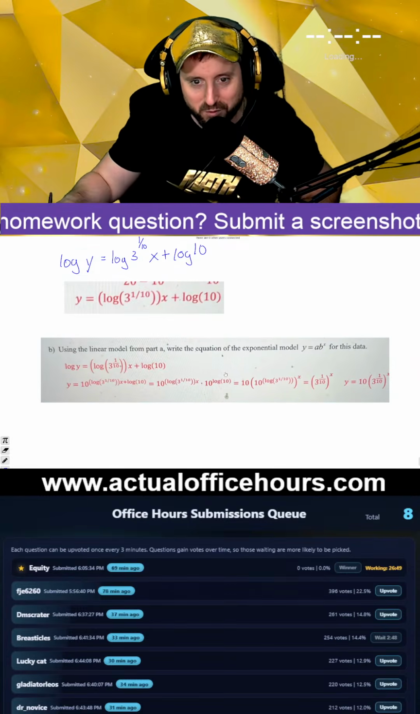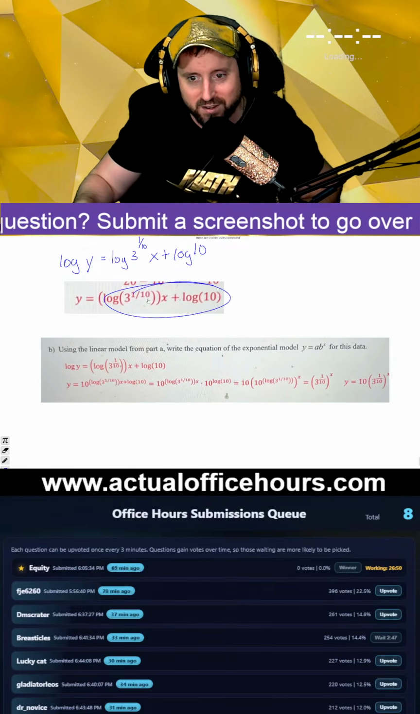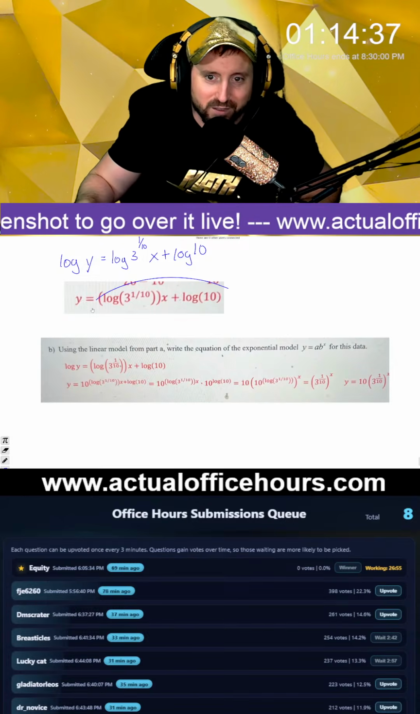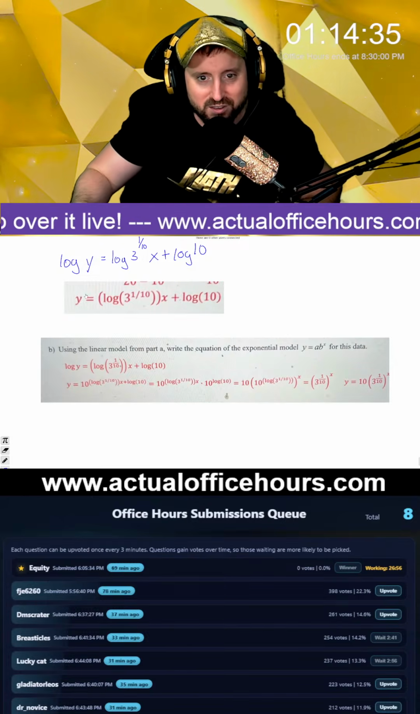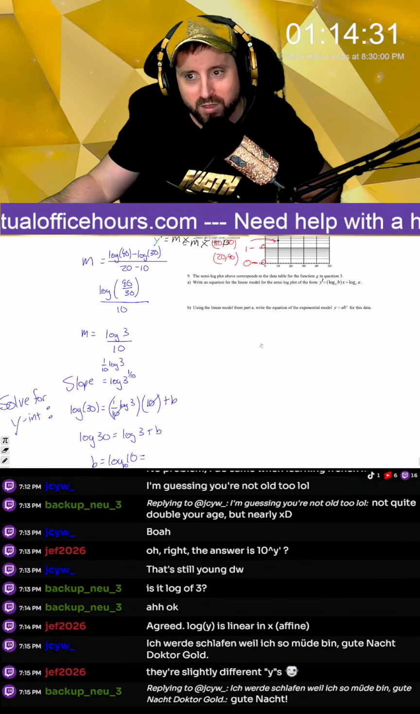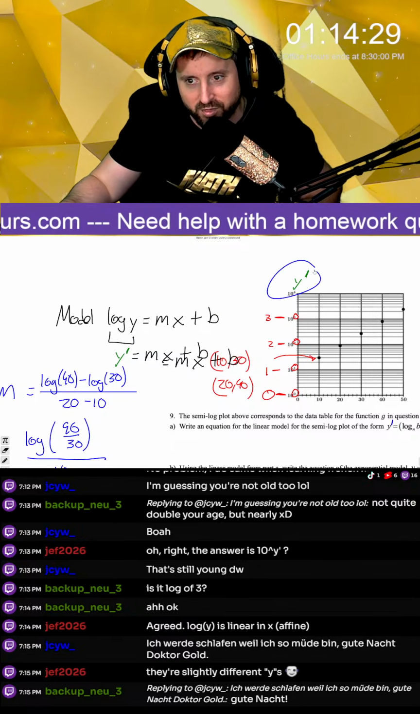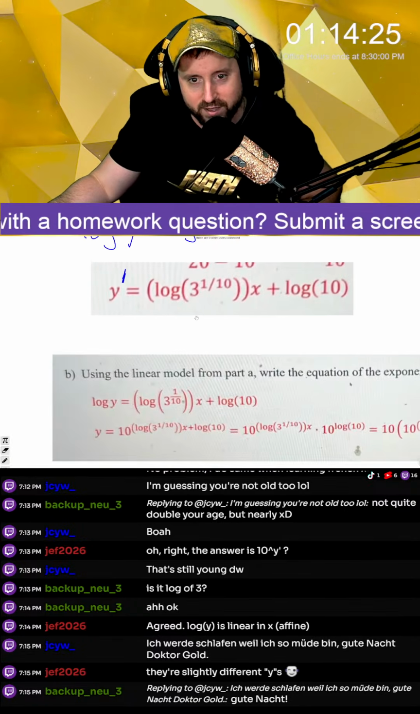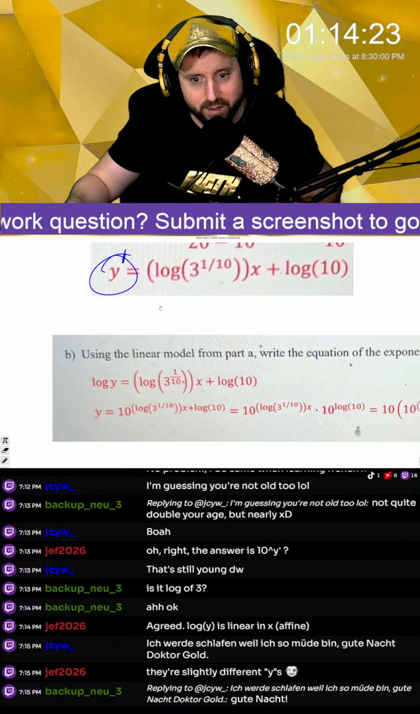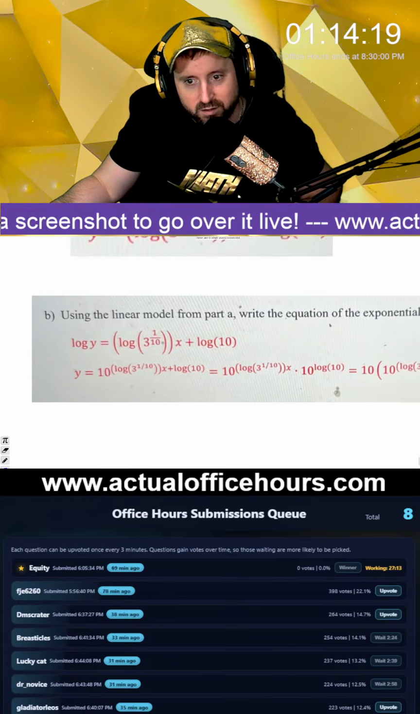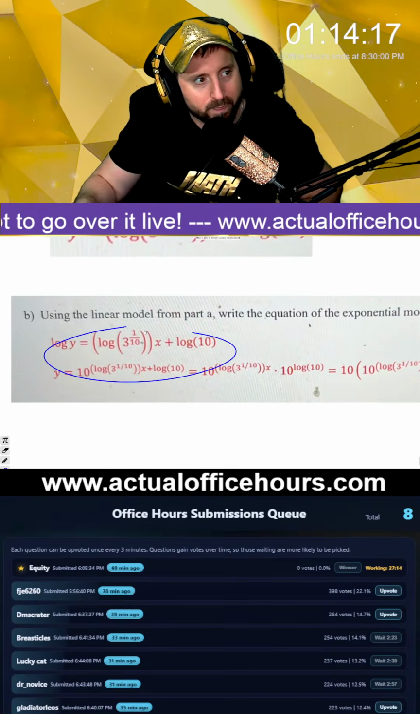Yeah, so this was the second part. It was like, use the linear model from part A to write the equation of the exponential model. Yeah. So this is y prime, where y prime is this coordinate system. And then we want to convert that to what a regular y is. Well, I know that y prime is the same thing as log y. Okay, so then you get to here. Right?